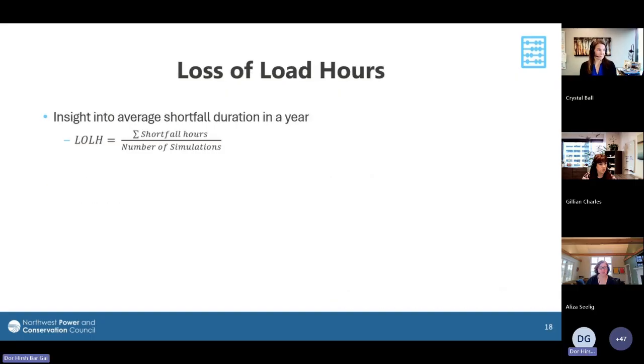Loss of load hours. Again, insight into the average duration of an event.